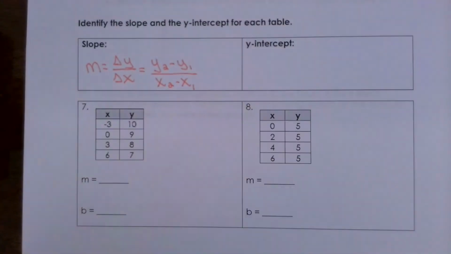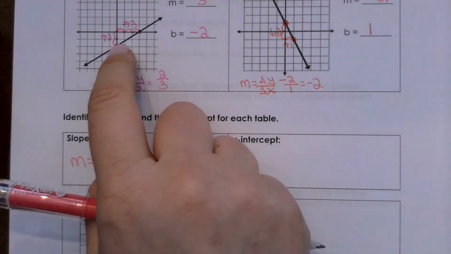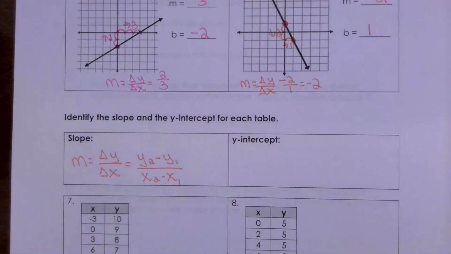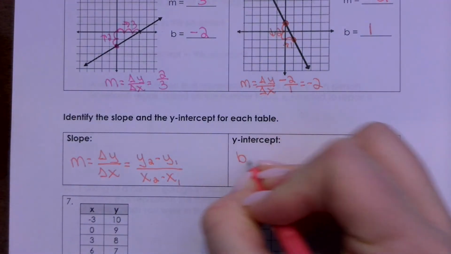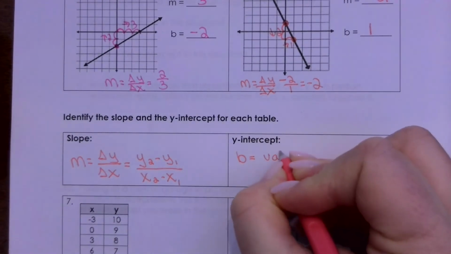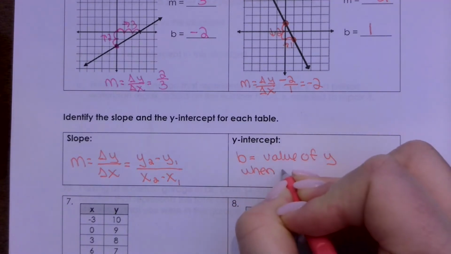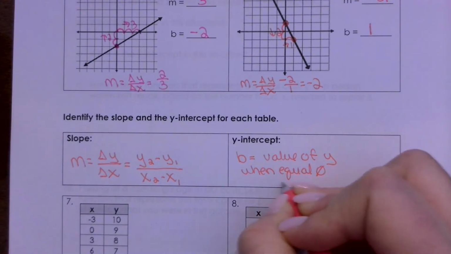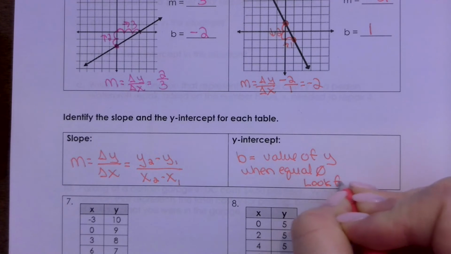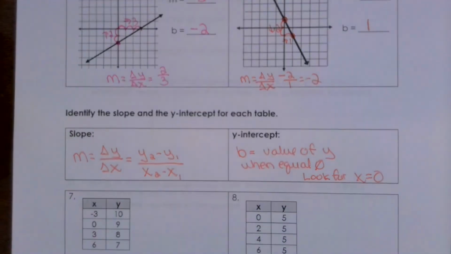Now, I also don't have a graph to use. Where does it cross the y-axis? Well, when we look at a graph, I can see that whenever I cross the y-axis, x equals 0, right? It doesn't go left or right. So b equals the value of y when x equals 0. So you're looking for x equals 0. That will give you your y-intercept.